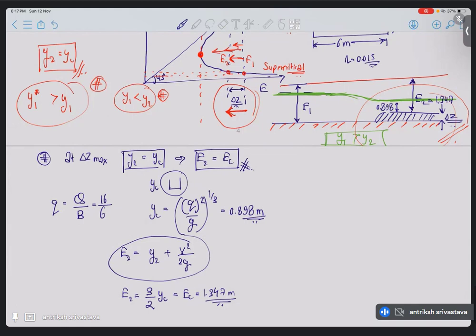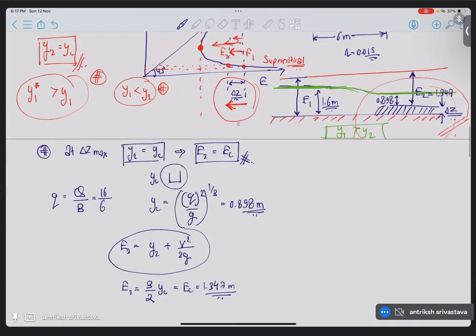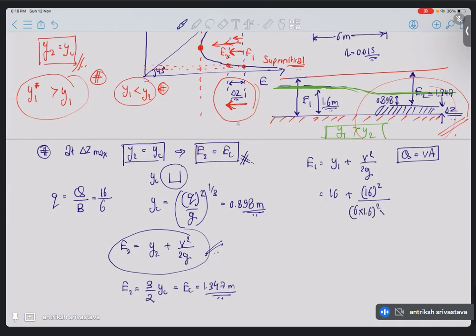Okay, your Y1 is given to you, 1.6 meters. So can we calculate our E1? Yes, we can calculate our E1 from the standard formula for specific energy, that is y plus V square by 2g. 1.6 plus, what is V? V is nothing but Q by A, right? So since we are given the Q, let us write it in that format. V square is Q square by A square. So 6 into 1.6 square into 19.62, that is nothing but 2 into g. This is your E1.